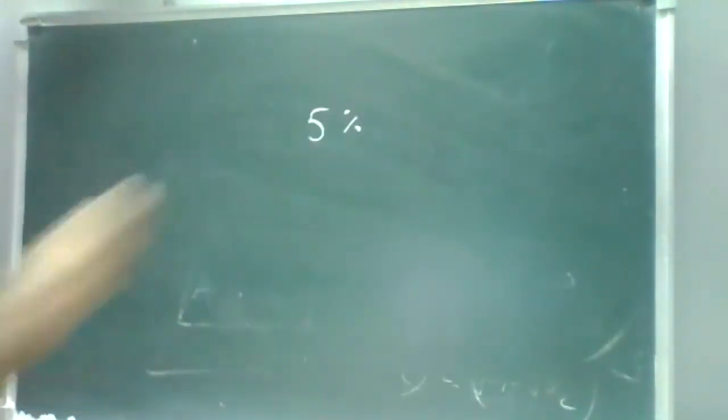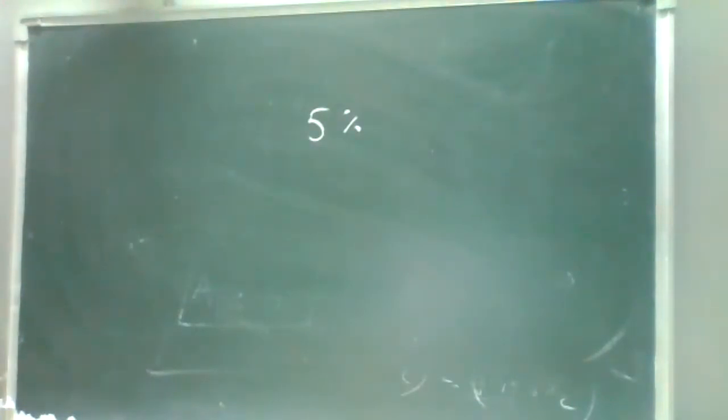I'll repeat the question. The intensity variation in the interference pattern obtained with the help of two coherent sources is 5% of the average intensity. Find out the ratio of intensities of the two sources. We are going to find the ratio of intensities of the two sources.